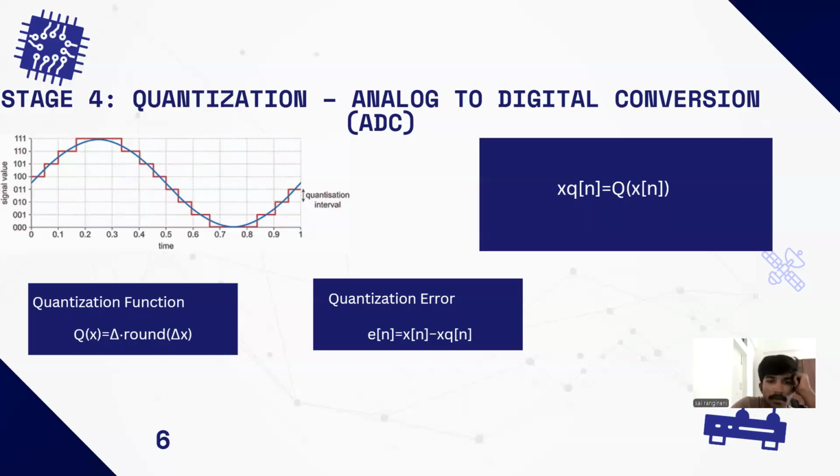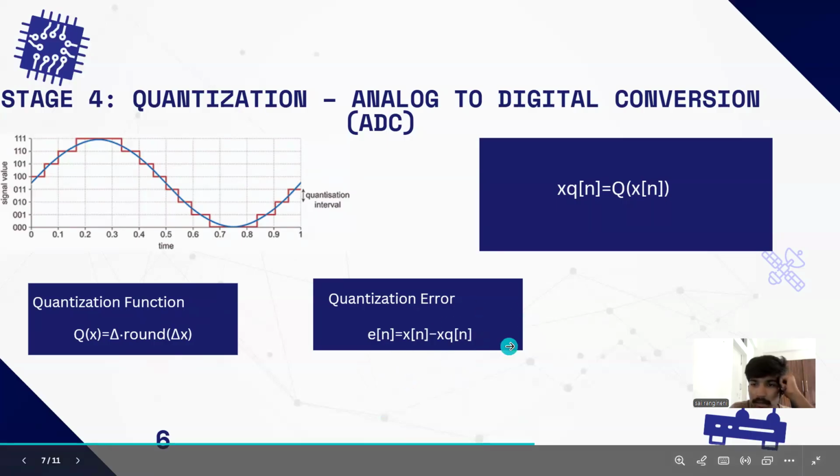You can see here the diagram of how quantization is done. Quantization function, it's rounding of the value. This is the error, quantization error, how it differs from the main level and the quantized level.